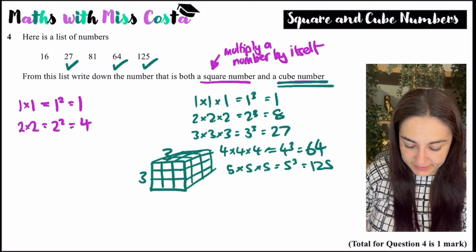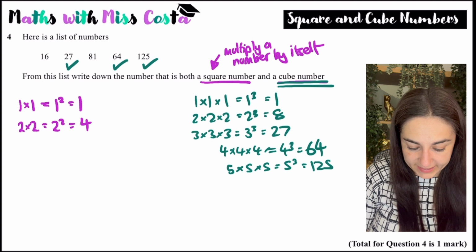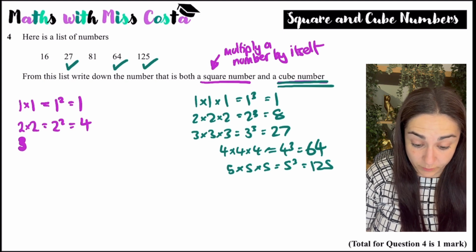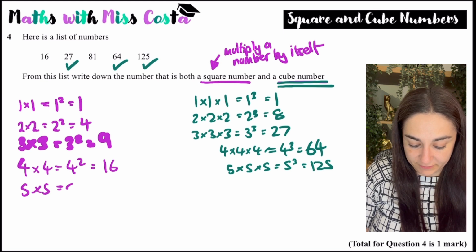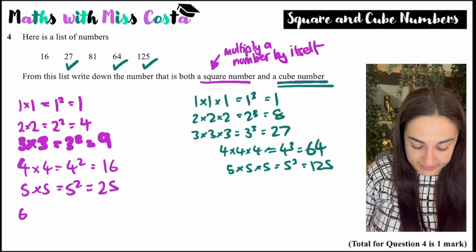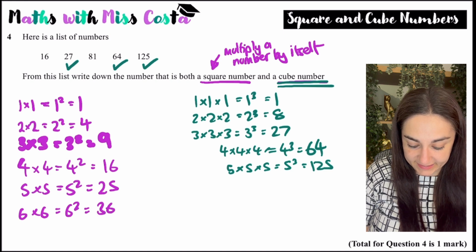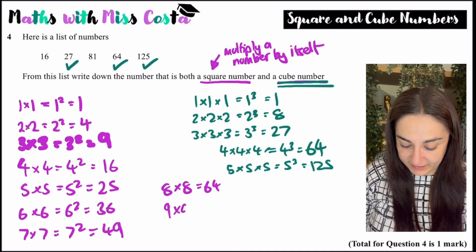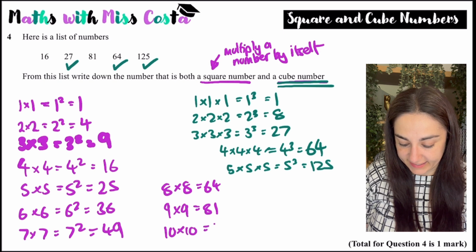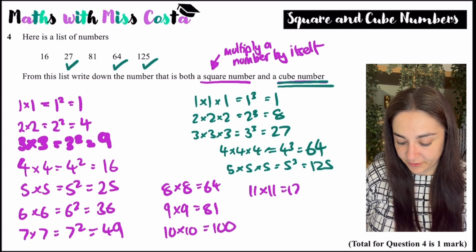The square numbers, again, I can just write them out quickly. I'm writing them out fully just to help you if you don't know them. 3 times 3 would give me 9, 4 times 4 would give me 16, 5 times 5 would give me 25, 6 times 6 is 36, 7 times 7 is 49, 8 times 8 is 64, 9 times 9 is 81, 10 times 10 is 100, 11 times 11 is 121, and 12 times 12 is 144.